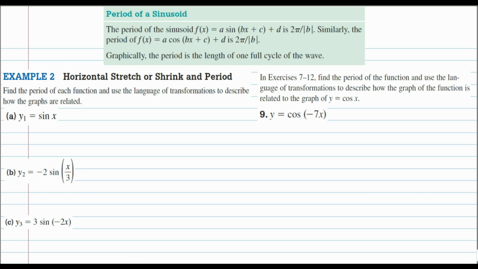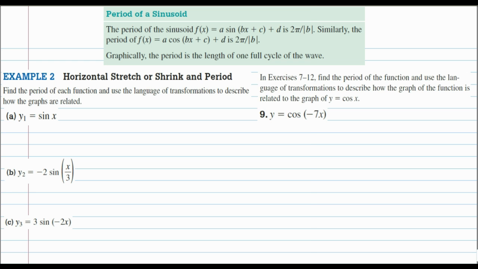Now your book has a way of memorizing what the period is, but if you understand what is happening to the transformations, you don't need to memorize any formula. You just know what is happening to the natural period of the sine curve. So in part A, in example 2, we're supposed to find the period of each function and use the language of transformations to describe how the graphs are related.